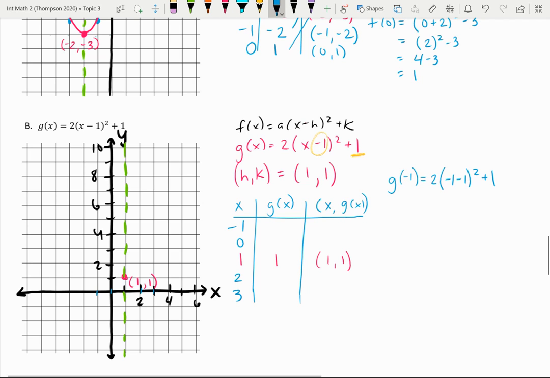So I replace the x with negative 1. Okay, here we go. Order of operations. I have to start with what's inside the parentheses. Negative 1 minus 1 gives me negative 2. I'm getting ahead of myself.